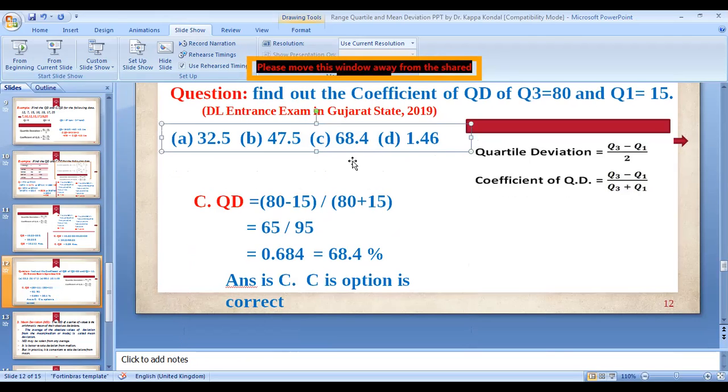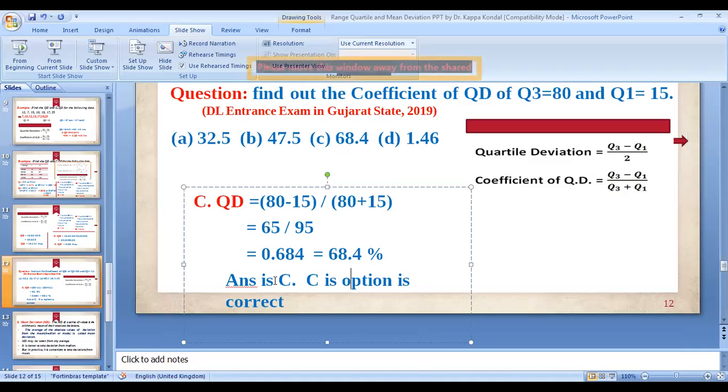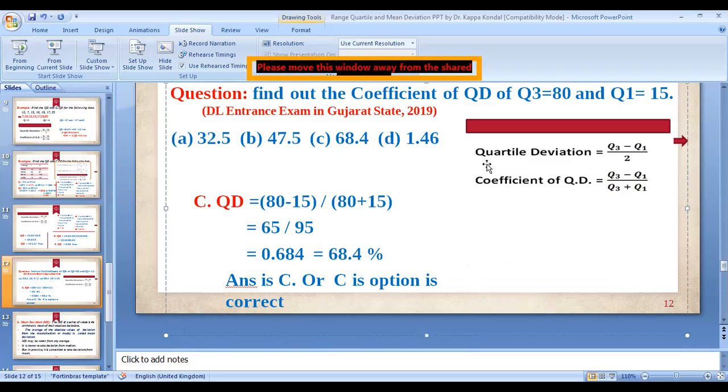Such kinds of questions will be asked in further examinations. So please keep in mind that sometimes they will ask questions about the range also, coefficient of range. Probably I will also ask questions of this kind in the further internal exams. Is it understood or shall I explain one more? It's understood, sir.